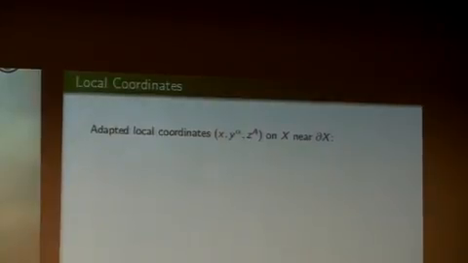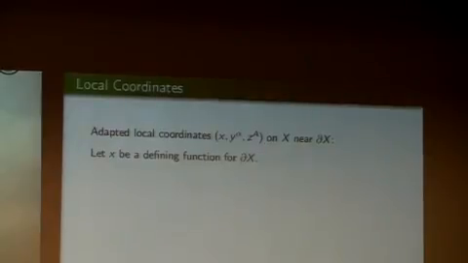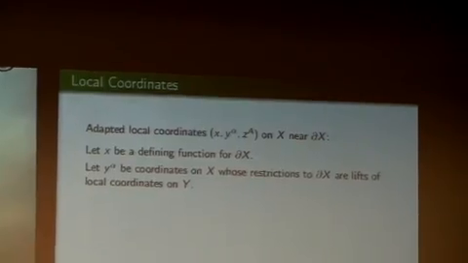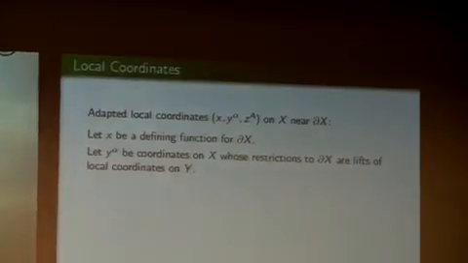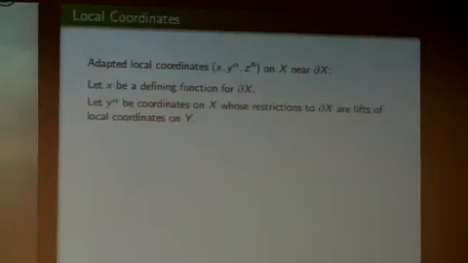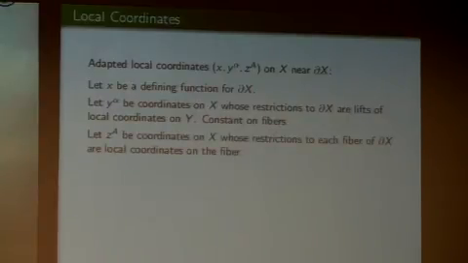So we're going to have x, y's, and z's. So these are going to be local coordinates near a point on the boundary. And x is always a defining function. The y's are coordinates upstairs with the property that if you restrict them to the boundary, they're the lifts of local coordinates on the base. So that's the same thing as saying basically that on the boundary, they're constant on the fibers. So these are just the pullbacks of coordinates and then extended off. And then the z coordinates are ones whose restriction to each one of the fibers gives local coordinates on the fibers. So that's the same x, y's, and z's that we've been hearing about.